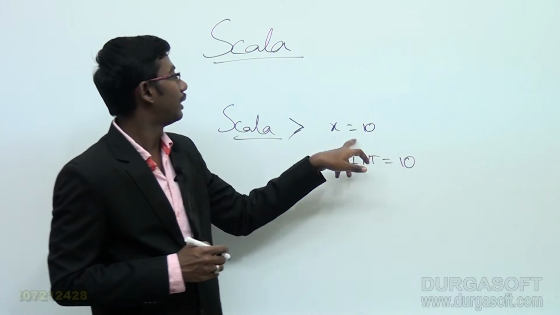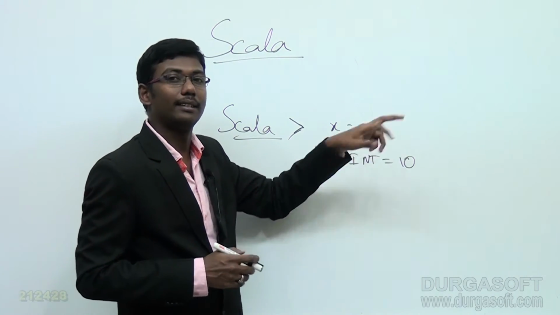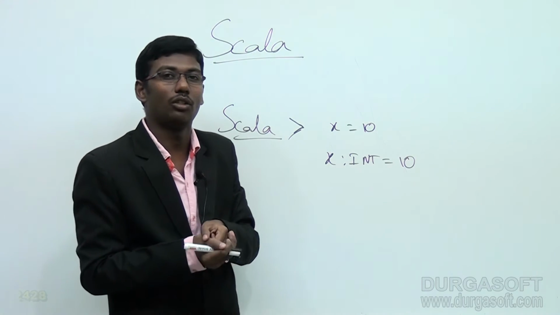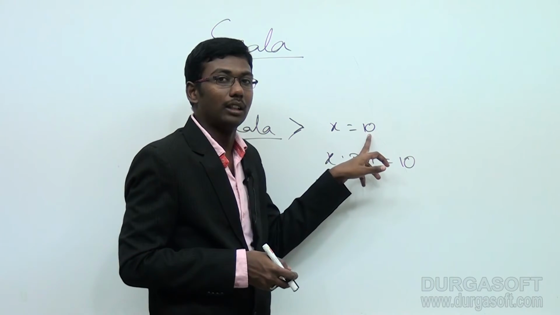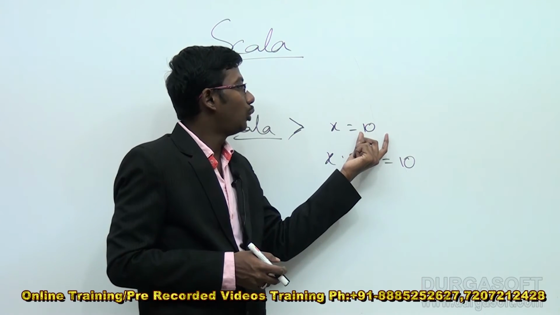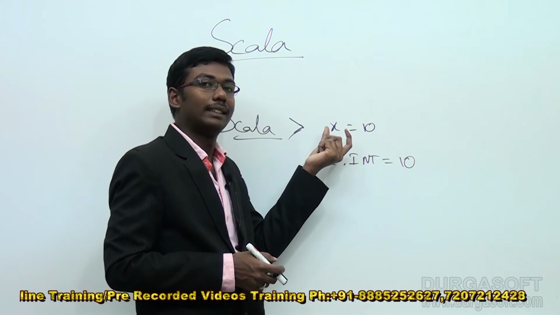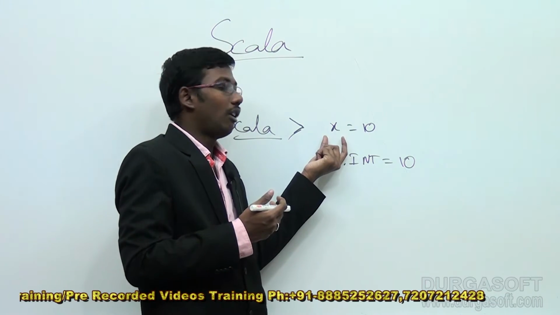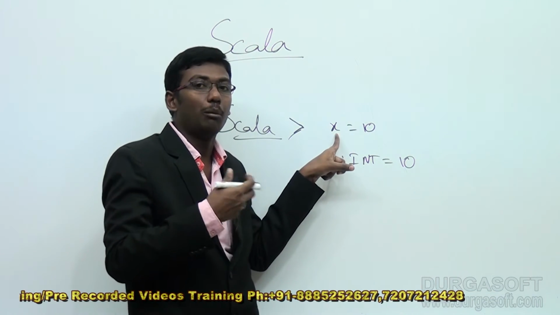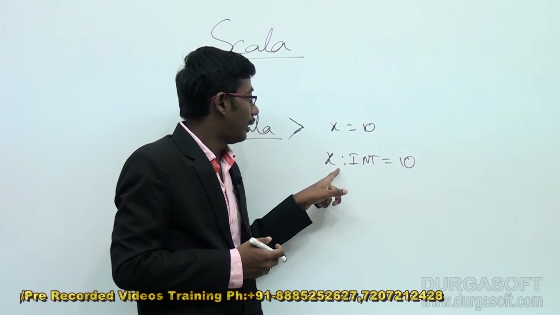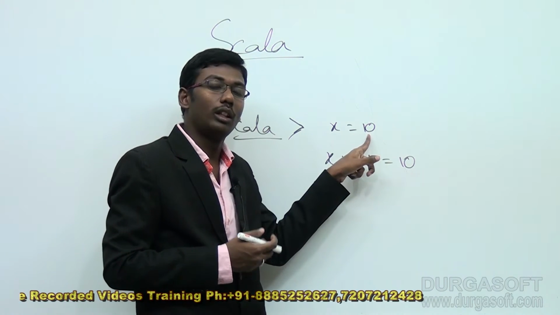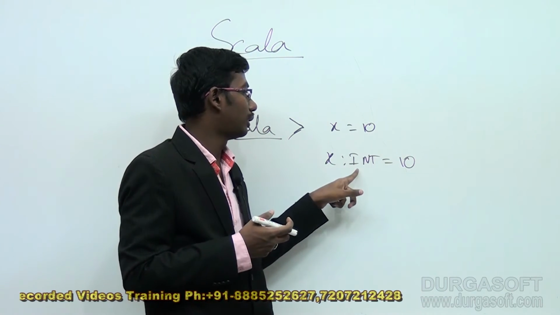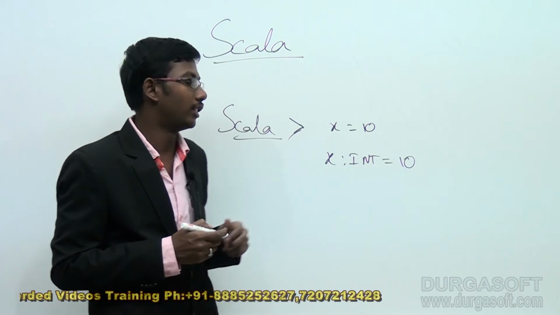For this purpose, we say Scala is a type safe and type inference language with respect to values. Whatever value we assign to the variable, the Scala compiler itself takes the type of the data and assigns the data type for the variable or value. Here x is loaded with 10, and 10 is an integer, so x is an integer.